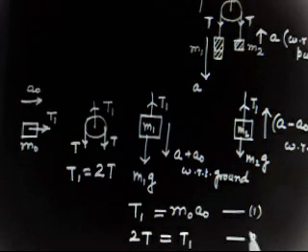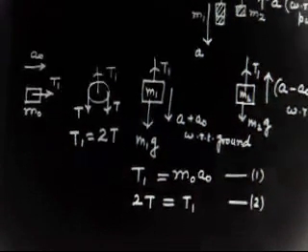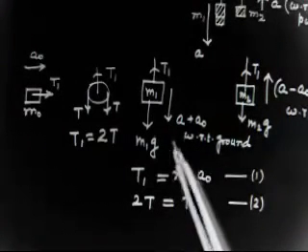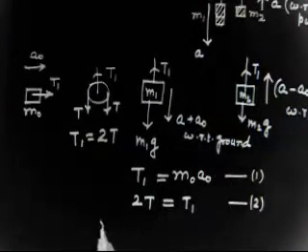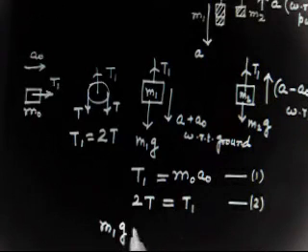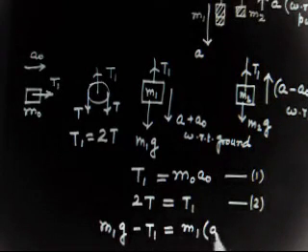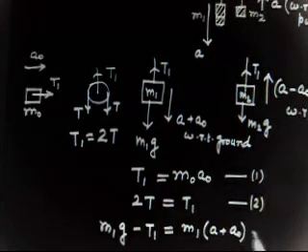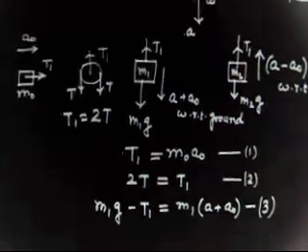So this is my equation number 2. Now let us say this is coming down with acceleration a plus a naught, so I can write m1g minus t1 is equal to mass into acceleration a plus a naught. This is my equation number 3.